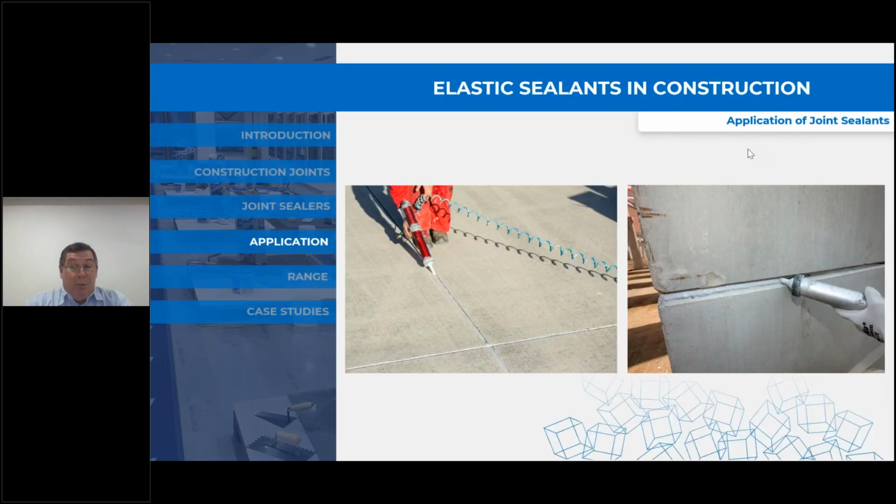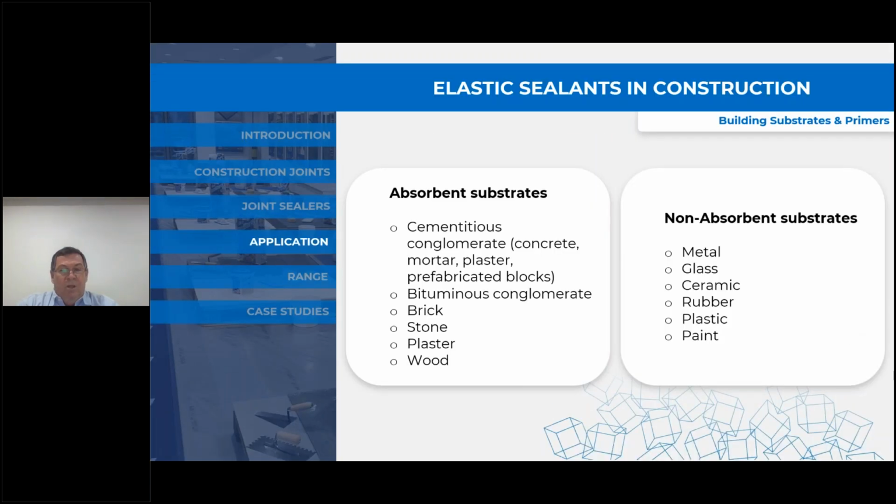So we move on now to the application of joint sealants, and the application is quite simple, yet there's quite a structure required. You need to understand the surfaces that you're dealing with, what you're actually applying the sealant onto, whether it's cementitious, so concrete, mortar, prefabricated blocks, bituminous conglomerate, bricks, stone, wood, or whether they're non-absorbent substrates like metal, glass, ceramic, rubber, plastic, paint. All of these sort of things are needed to understand before you set about doing a joint sealing application.